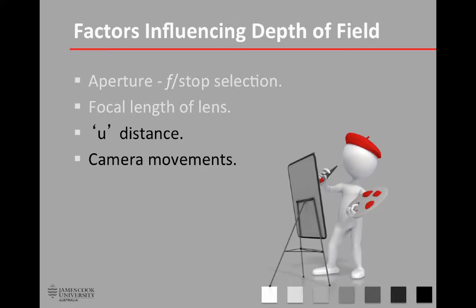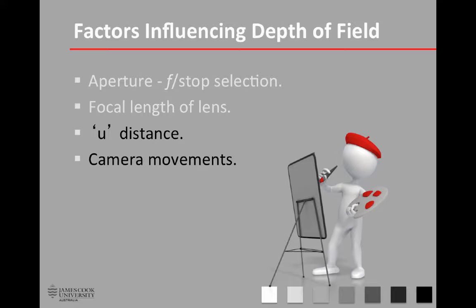U-distance is another factor affecting depth of field. U-distance, as expressed in the lens equation, is the distance between the camera lens and the subject. Shorter U-distances produce less depth of field. Because macro photography involves getting close to the subject, the shorter U-distance produces significant problems in the ability of getting enough depth of field, even at small apertures.